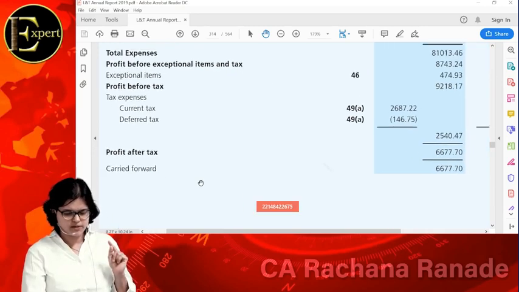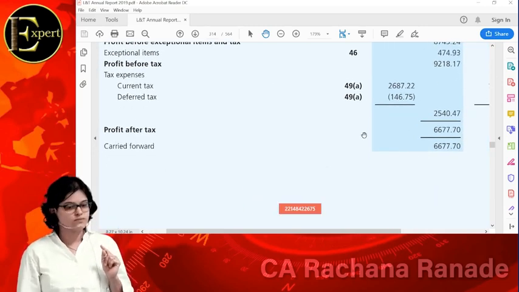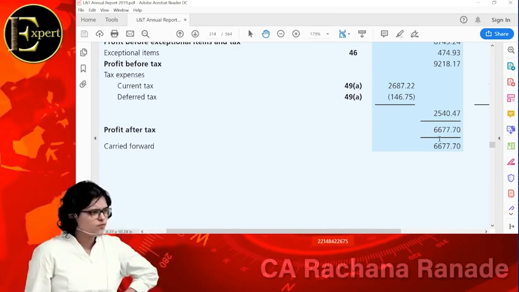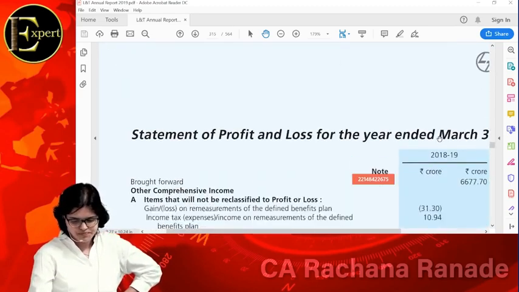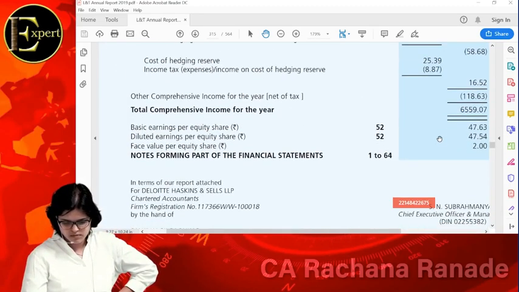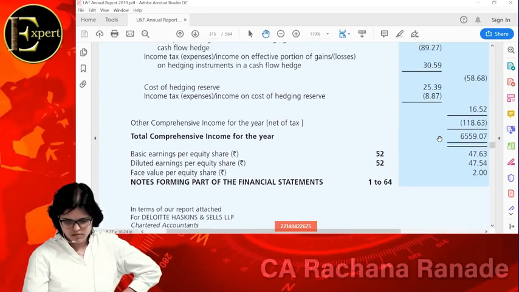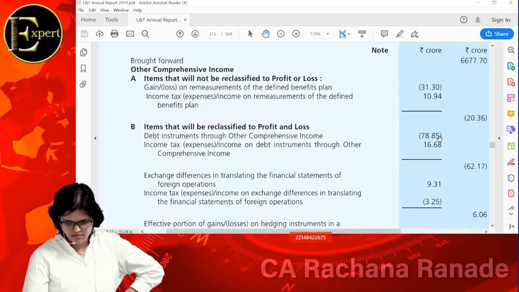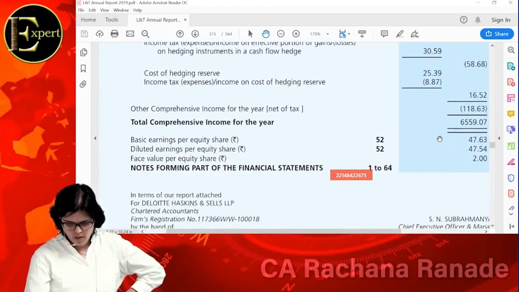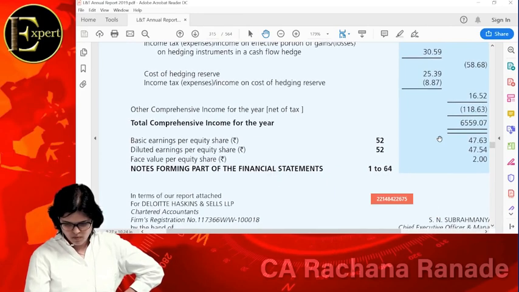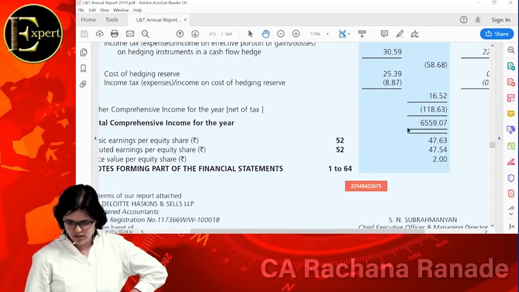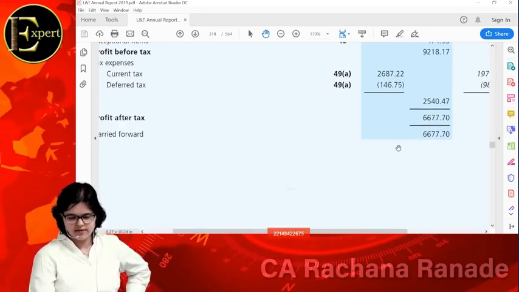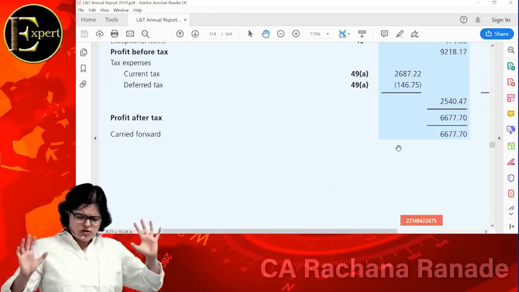1 minute, let me complete this. How much is profit after tax? 6677.70. Who can tell me logically? This is the final profit which is left with us. There might be some appropriations here. We might get this figure as well. We'll just check it out. But for the time being, final profit left with me is how much? 6677.70.